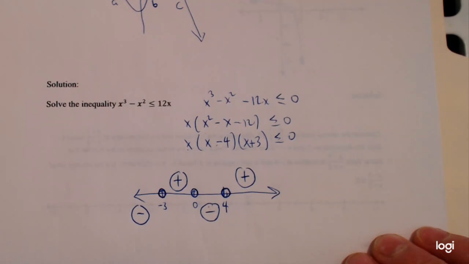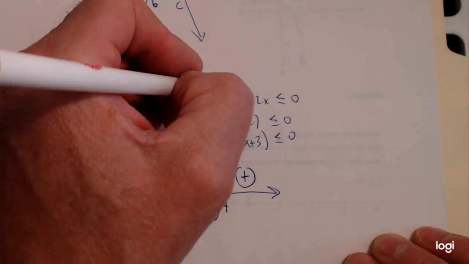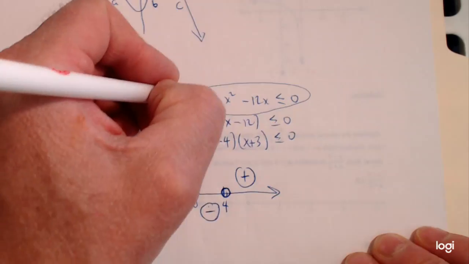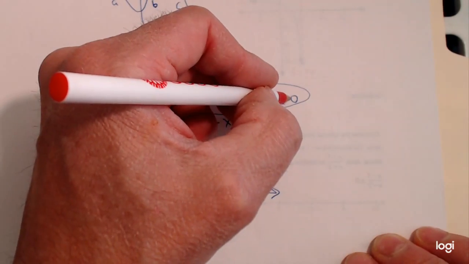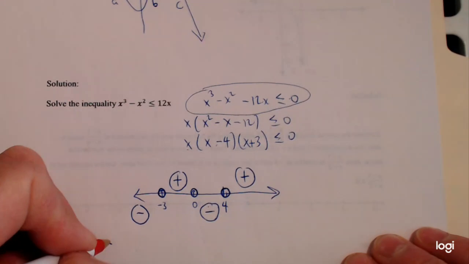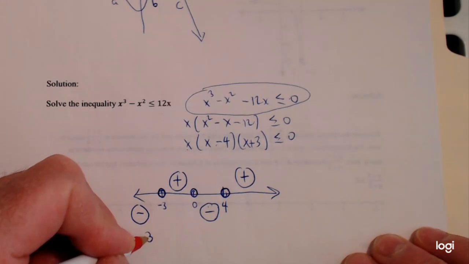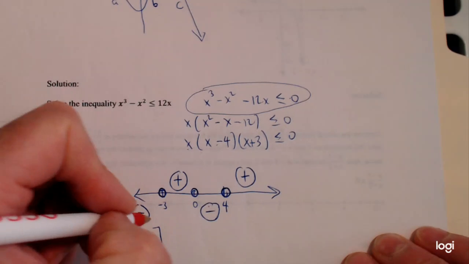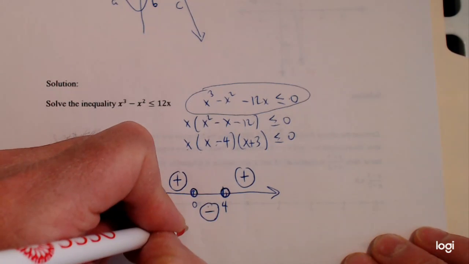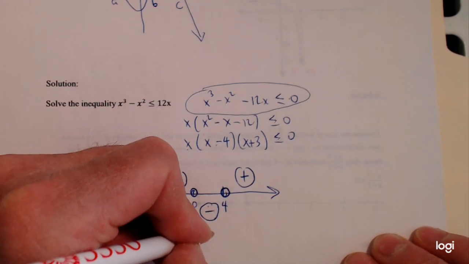If you don't know how to do that with the multiplicities and the end behavior, then you have to plug in test points. Now I want to know where the function's less than or equal to 0. So it's less than or equal to 0 from negative infinity all the way up to negative 3, and then from 0 to 4.